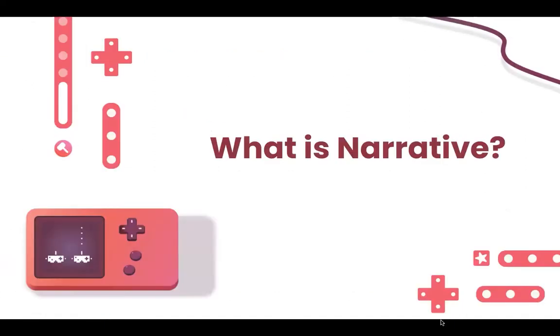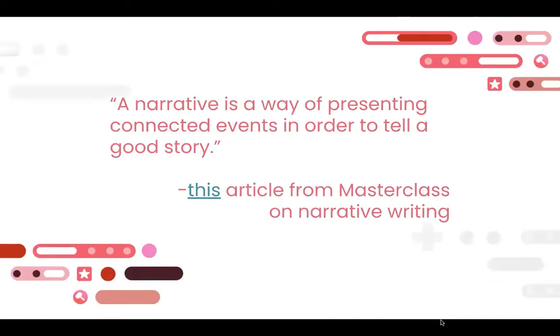Okay, so what is narrative? I chose this definition rather than the dictionary definition because of the wording. So it says a narrative is a way of presenting connected events in order to tell a good story. And that quote comes from a masterclass article on narrative writing.